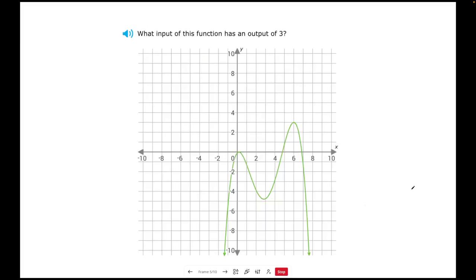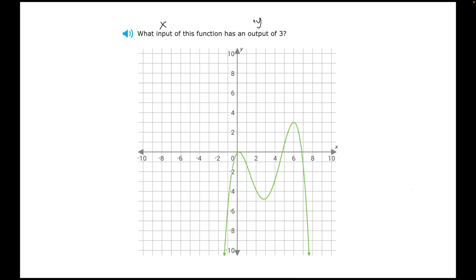All right, we got a funky looking graph here. And for this one, it says what input of this function has an output of 5. And so when we're talking about functions, input just means the x value, and the output is the y values. So this is just like the previous problem. It's saying what is the x value when y equals 3?